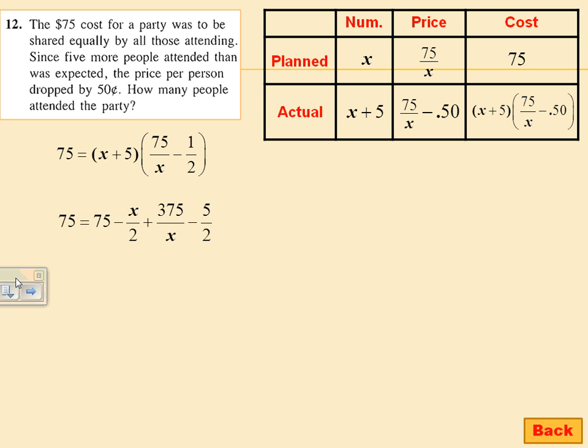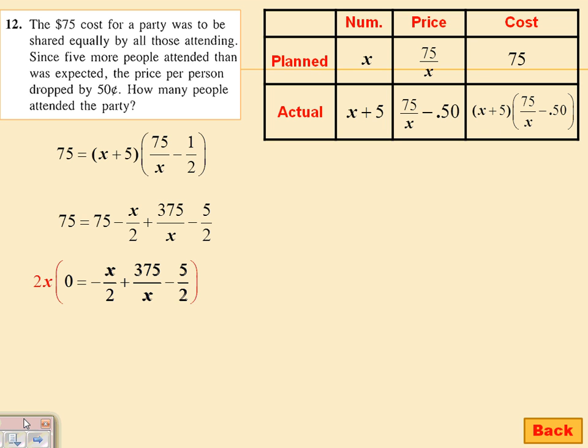And I get that. I'm going to do some simplification. I'm going to cancel out the 75 from both sides. As a result, I get 0 equals negative X over 2 plus 375 over X minus 5 over 2. What's my lowest common denominator? Well, that's going to be 2X. Let's multiply everything by my lowest common denominator. I then get 0 equals negative X squared plus 750 minus 5X.